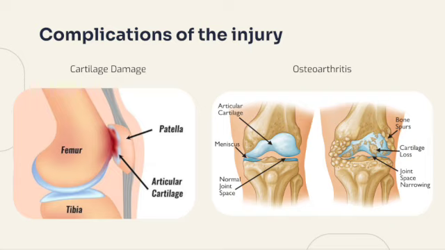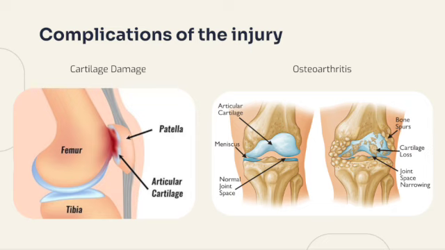Some complications of the injury, if not treated properly, include chronic knee instability, which means that your knee may become more prone to future dislocations, leading to ongoing instability and difficulty with movement. Furthermore, the dislocation can cause the cartilage under the kneecap to become damaged, leading to pain and potential long-term issues like patellofemoral pain syndrome. Lastly, over time, the repeated stress and damage to the knee joint can lead to osteoarthritis, causing pain, stiffness, and reduced mobility.